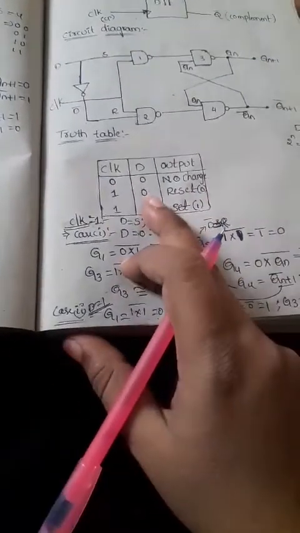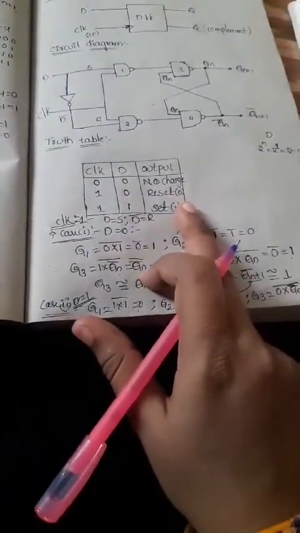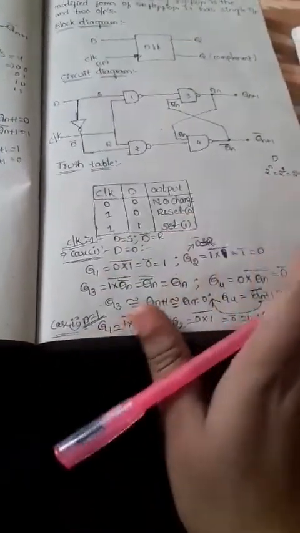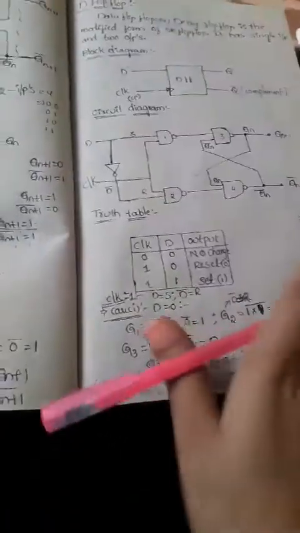So in the truth table we'll say that if D input is 0 then we are getting the output as reset. If D input is 1 then we are getting the result as set. Okay, so this is the D type flip-flop. So now we'll see the next concept, that is nothing but the JK flip-flop.